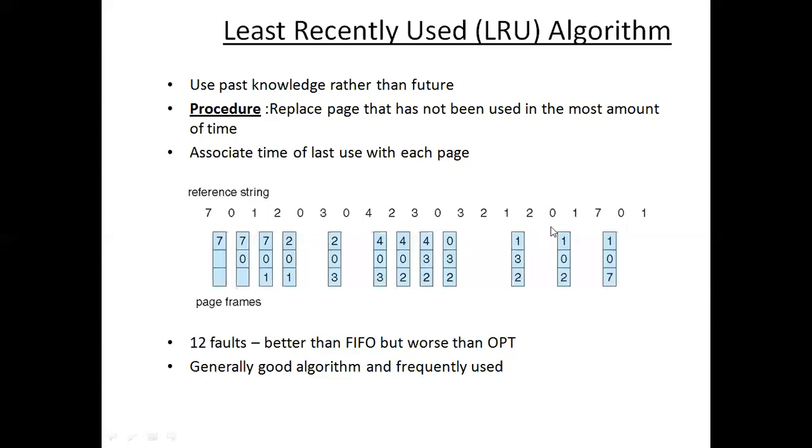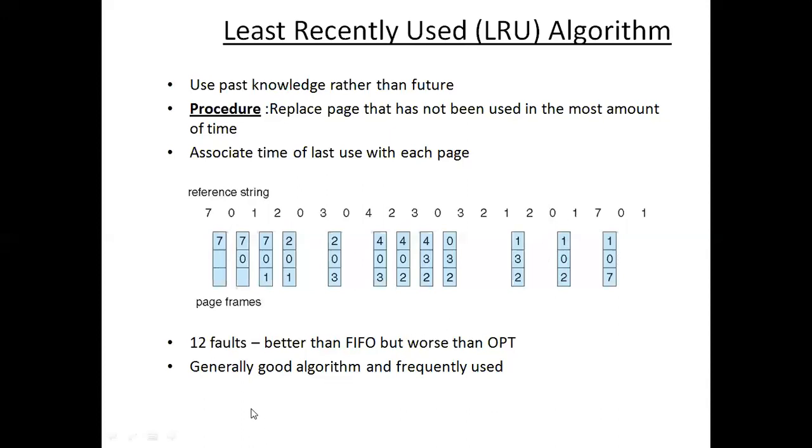2 is already there. 0 is coming. Look at 3 distinct pages. 2, 1, 2 is there, so look at one more. 3 is not used, so remove 3 and put 0. 1 is already there. 7 has to be placed. Look at the previous 3. 2 is not recently used, so remove 2 and put 7. 0 is already there, 1 is already there. So when you apply the least recently used algorithm, 1, 2, 3, 4, 5, 6, 7, 8, 9, 10, 11, and 12. So there are 12 page faults.